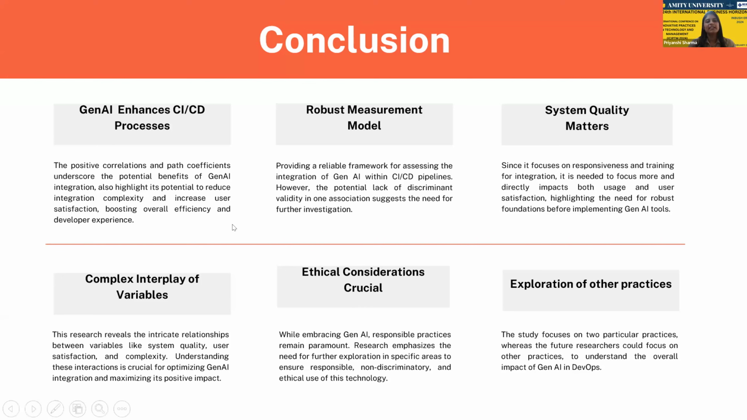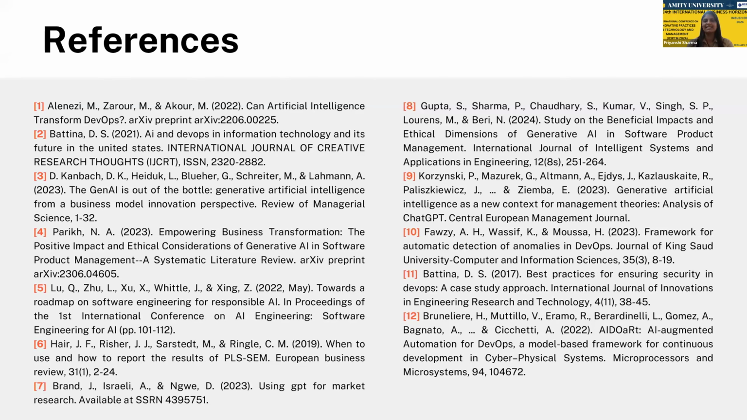Through this paper, we have understood the complex, intricate relationship of the variables, how a change in one will impact the other and how it will be helpful. We have already discussed the ethical considerations that we need to take care of, the responsible AI along with generative AI. Now, exploration of other practices: we know that DevOps has more than 10 practices and we focused only on continuous integration and continuous delivery. So future researchers could focus on other practices as well to understand the overall impact of generative AI in the entire SDLC and DevOps. So this is how we unlock the potential of generative AI in the DevOps CI/CD pipeline. Thank you. These are the references that we have taken.